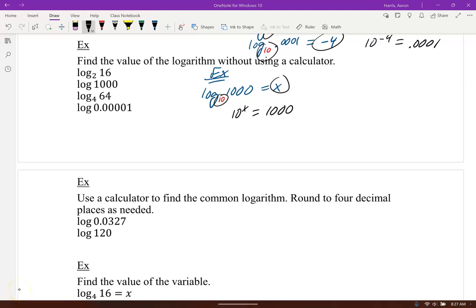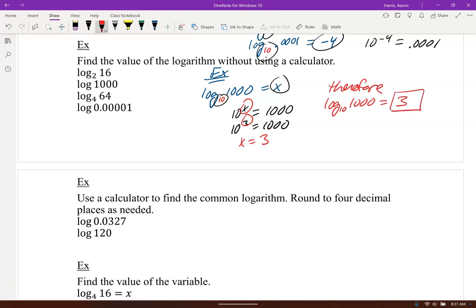We know 10 to the 1 is 10. 10 squared is 100. But 10 to the third, that's what we want. 10 to the third is 1,000. So, as mentioned, x must be 3. Therefore, now we know what x is. So log base 10 of 1,000 is 3. That's what it is. Because 10 to the third is 1,000, right?